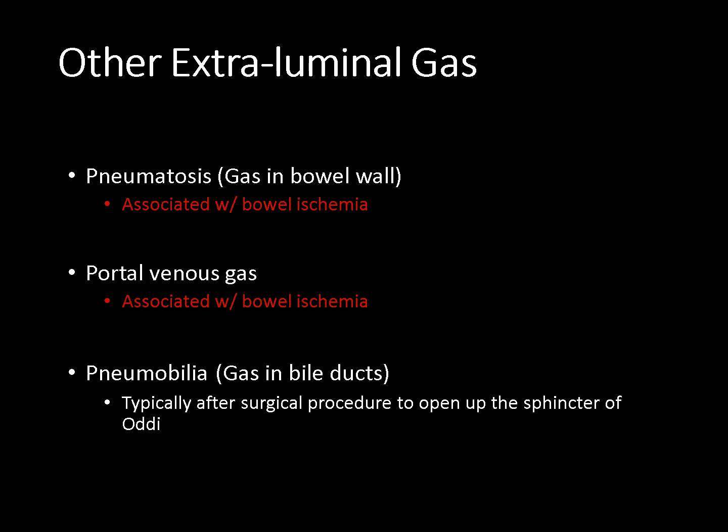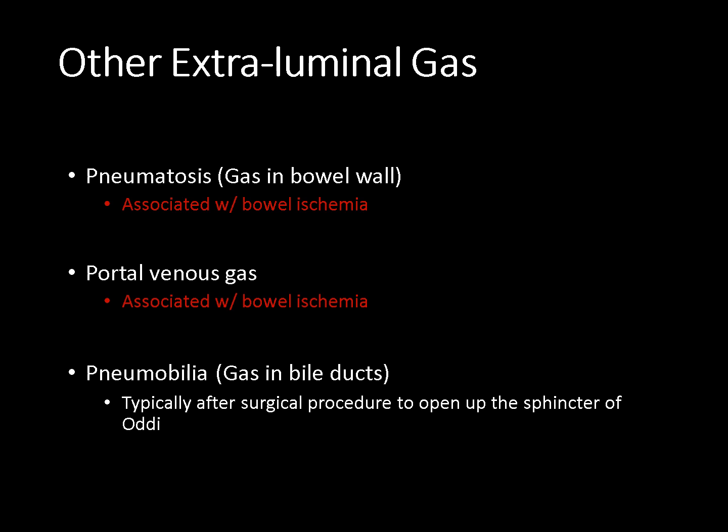It's important to keep in mind that there are other sources of extraluminal gas that you can see on an abdominal radiograph. That being pneumatosis, which is gas in the bowel wall, and that looks like kind of bubbly lucencies tracking along the wall of the bowel. That's often associated with bowel ischemia, so it certainly is a concerning finding. We can see portal venous gas, which is branching lucencies within the liver, particularly seen in the periphery of the liver, also associated with bowel ischemia.